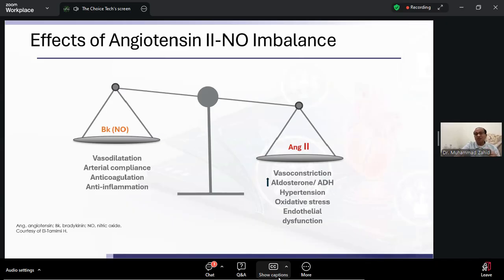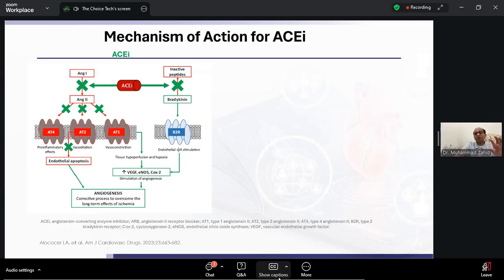It also increases oxidative stress and endothelial dysfunction, hence leading to the formation of atherosclerosis, increasing the arterial stiffness as well. So keeping that concept in mind, we'll go to the mechanism of action of ACE inhibitors, one of the pillars of blood pressure management.